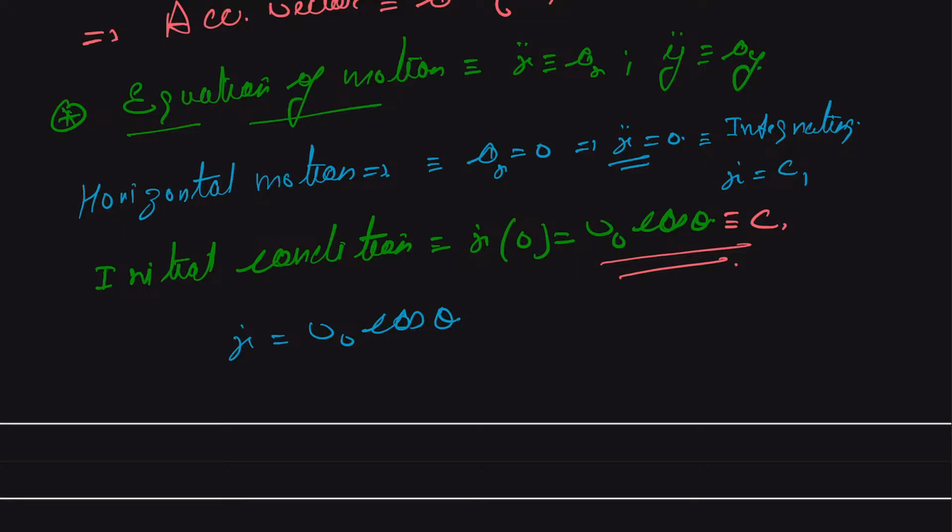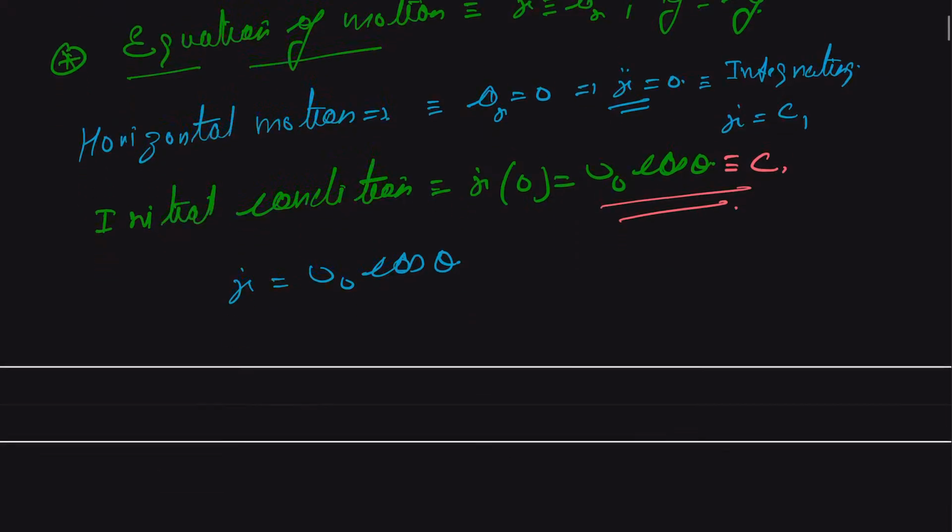Similarly, if we integrate one more time, the second integration will give us x of t equal to v naught cos theta multiplied by t plus c2.